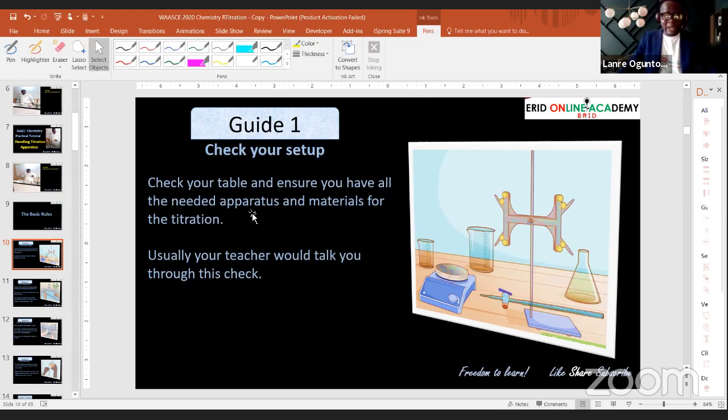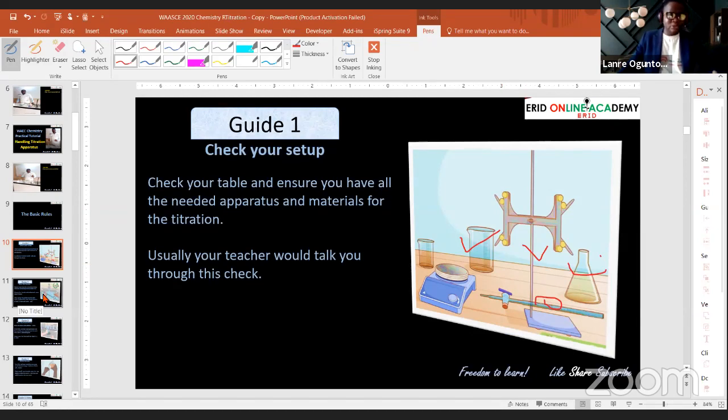So if you can see this particular setup, I have the conical flask there. And apart from the conical flask, what else can you see? I have the beaker, then I have my burette, you can see the burette there. I have my clamp. So these are the basic materials that are required for your titration. So make sure you check that.